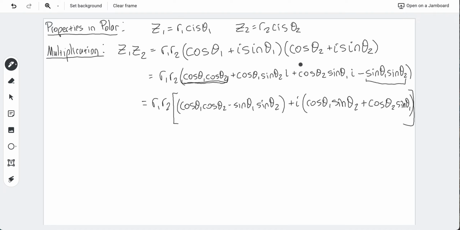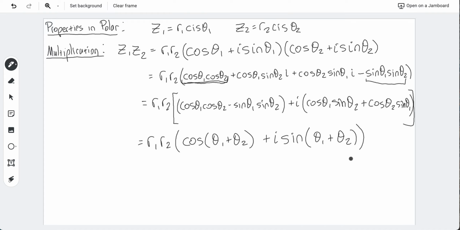And now, written like this, maybe it's a little bit easier to see, but these are both trig identities, right? Cosine theta 1 cosine theta 2 minus sine theta 1 sine theta 2 is just equal to cosine of theta 1 plus theta 2. Similarly, over here, this is just equal to i sine of theta 1 plus theta 2, which means I can write this as r1 r2 times cis of theta 1 plus theta 2.